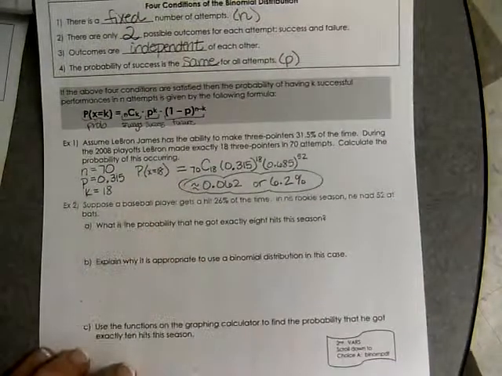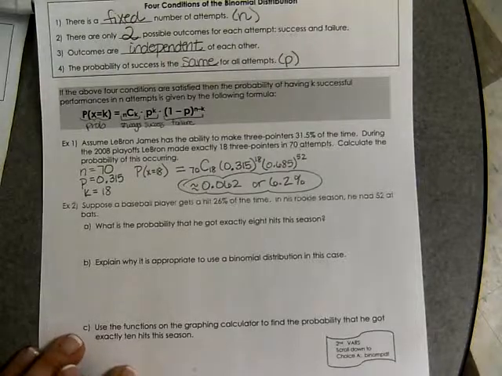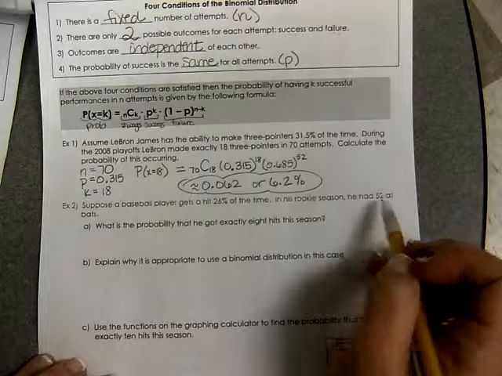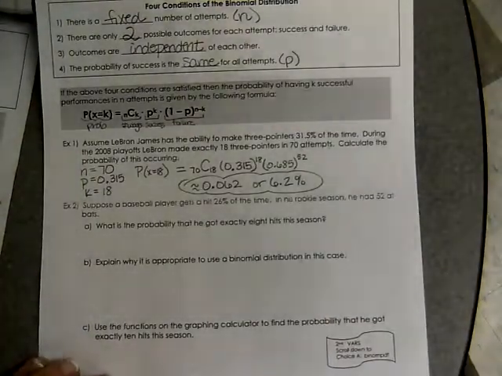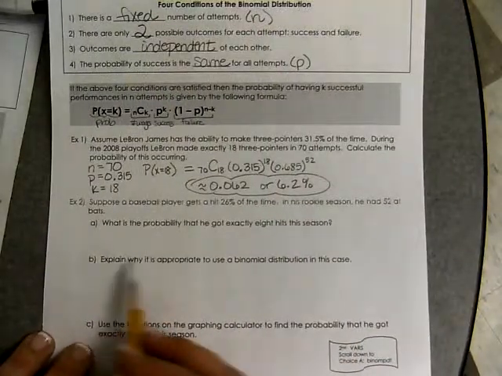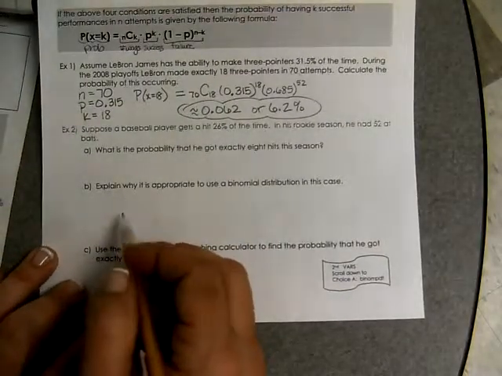Let's try it one more time. Suppose the baseball player gets a hit 26% of the time. In his rookie season, he had 52 at-bats. What is the probability that he got exactly 8 hits this season? Well, maybe we should start by explaining why it's appropriate to use the binomial distribution in this case. So let's jump to letter B first.